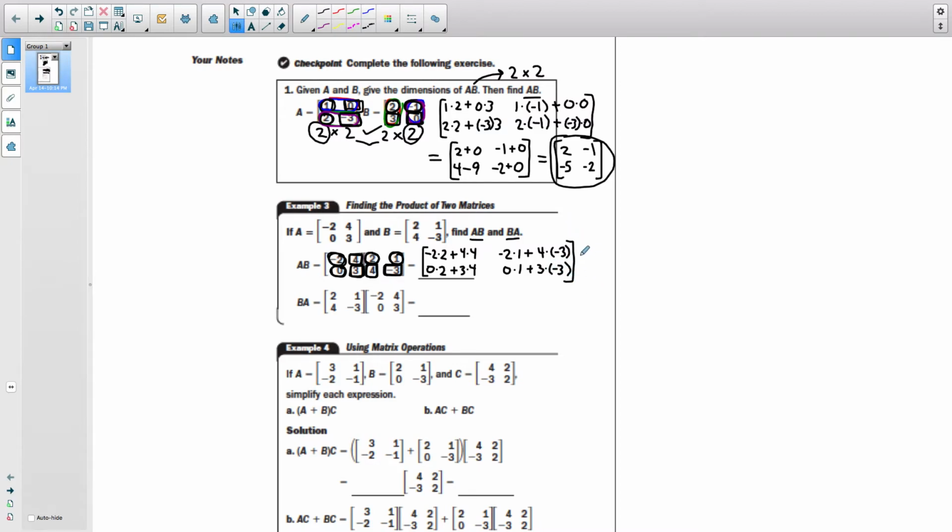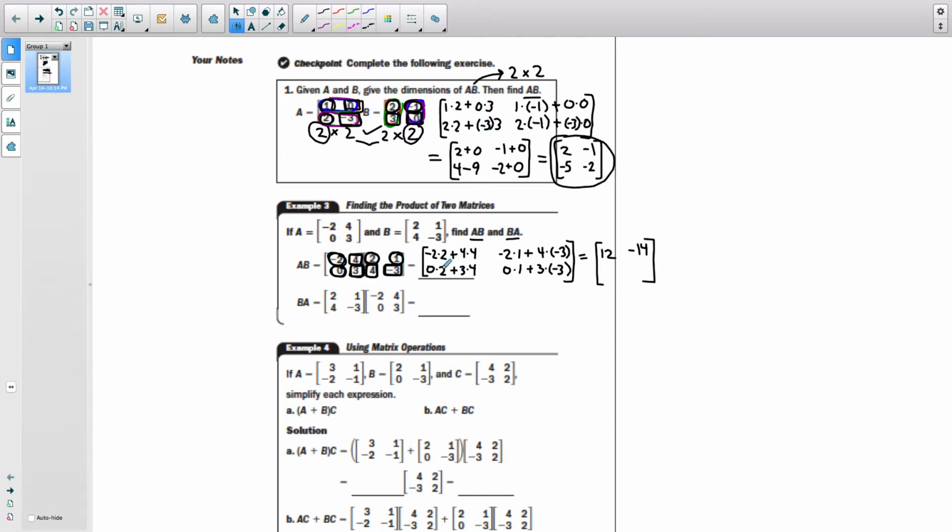Okay, now I'm going to simplify it. Now, I have been doing product then addition. I'm just going to go ahead and do it all in one swoop this time. So negative 2 times 2 is negative 4. 4 times 4 is 16. So negative 4 plus 16 is going to be positive 12. Negative 2 times 1 is negative 2. 4 times negative 3 is negative 12. Negative 2 plus negative 12 is negative 14.